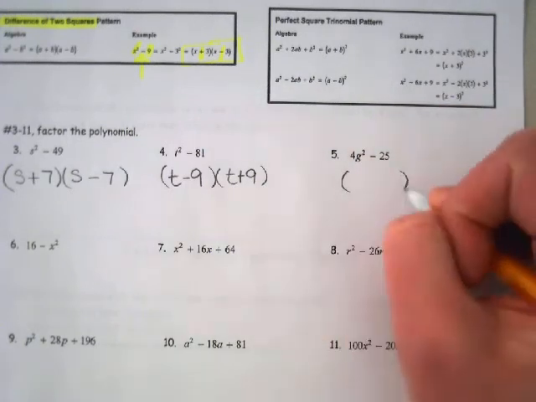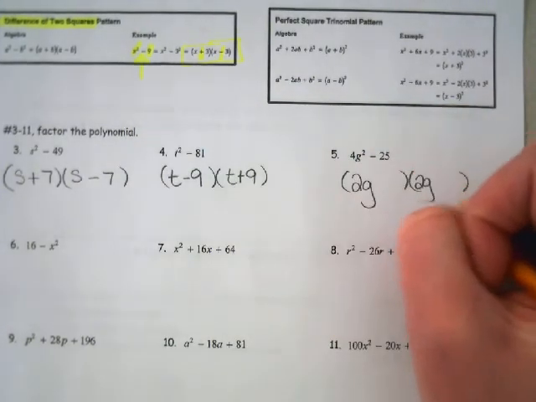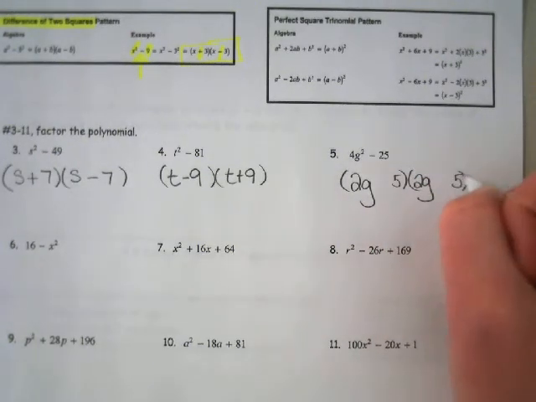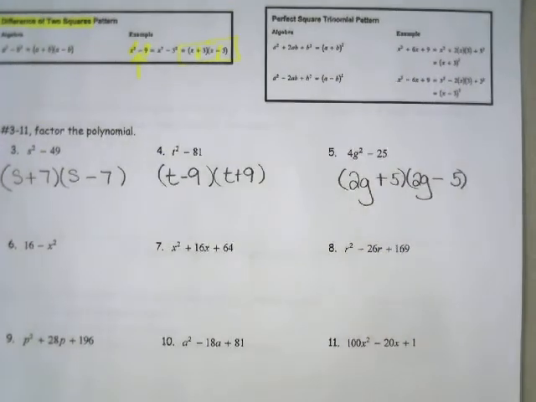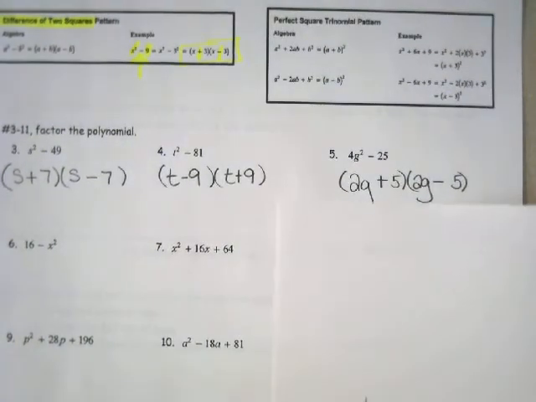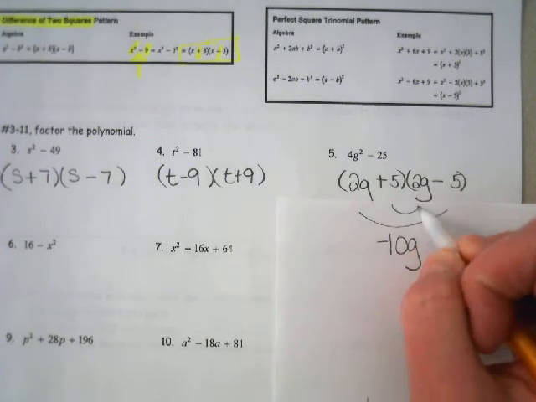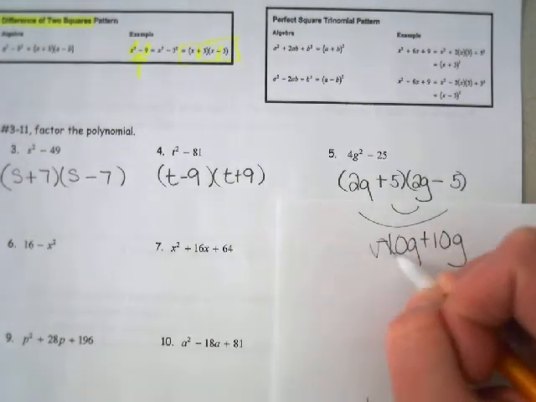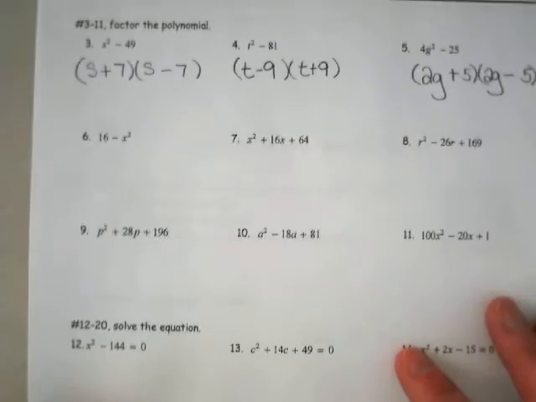but that's okay because it's still a perfect square. So we're still going to take the square root, so 2g times 2g. We're still going to take the square root of 25, so we have 5 and 5. And then we're going to alternate our signs. And again, if you check your outers and your inners, you're going to get a negative 10g, and then when you do your inner, you'll get a positive 10g. That's how we know they're going to cancel, okay?